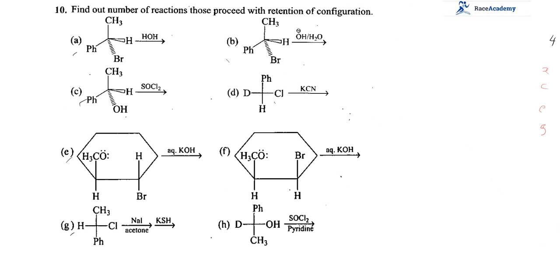Here, A is there. In A, bromine can be easily removed by direct substitution. In SOCl2 in the presence of pyridine, this compound C has a possibility, and E, aqueous potassium hydroxide treatment. Then here also we have a possibility of getting retention of configuration, SN1 mechanism.